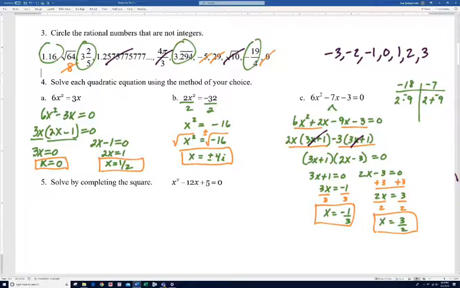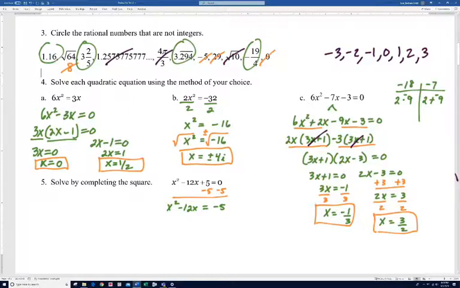All right, we got one more on this page. It says solve by completing the square. So first of all, we learned that with this type of problem, we've got to isolate the x squared term and the x term. So let's subtract 5 on both sides.